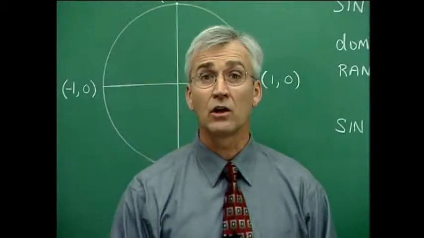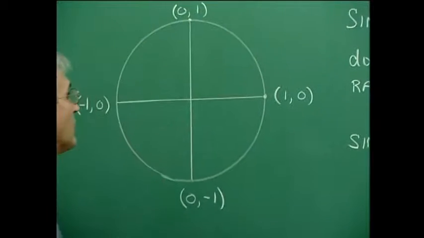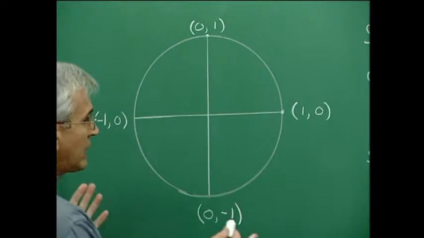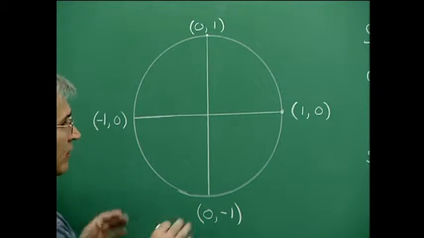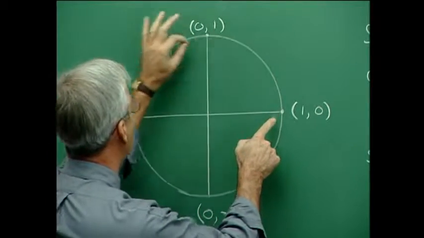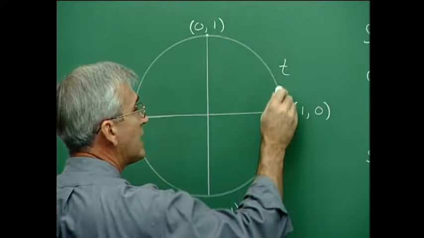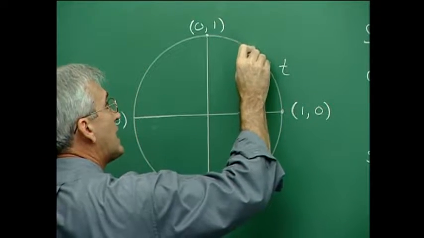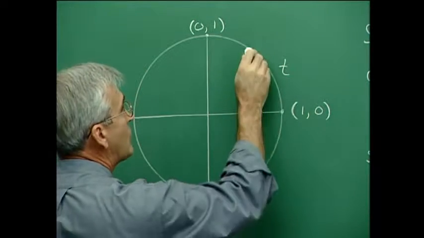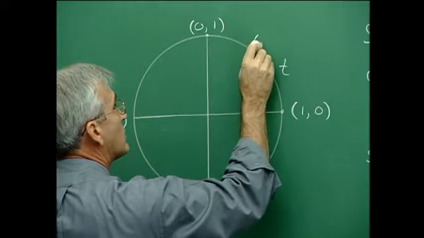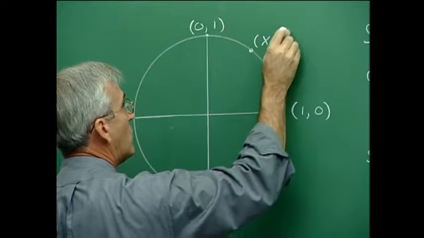I've identified the coordinates of some key points on the unit circle. And we understand from our previous discussion that for every real number we have a distance along the unit circle. And if that distance is, let's say, t, then at the end of that distance we have a point, and that point is associated with coordinates x and y.